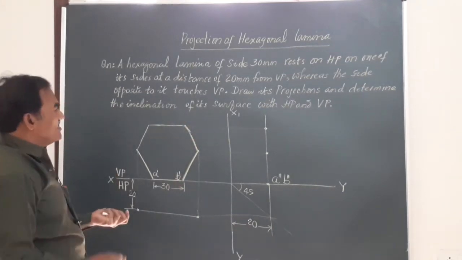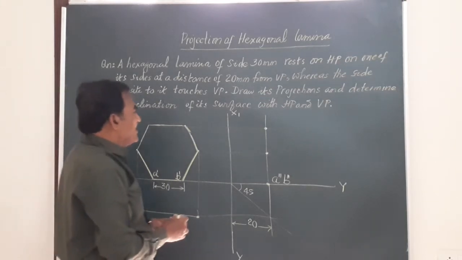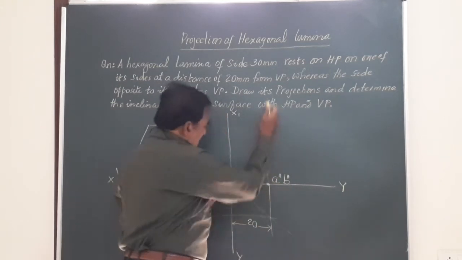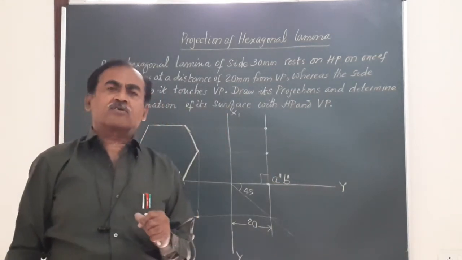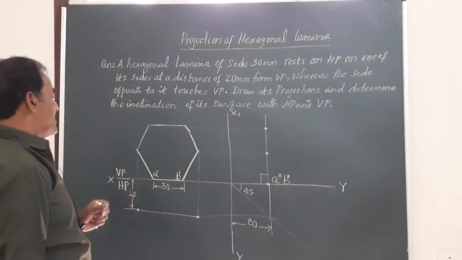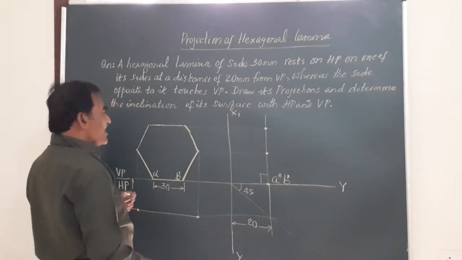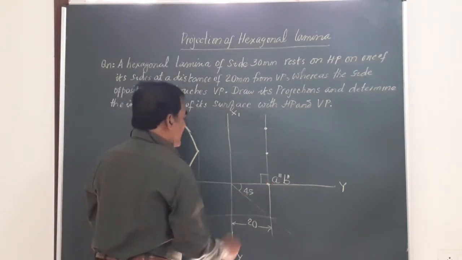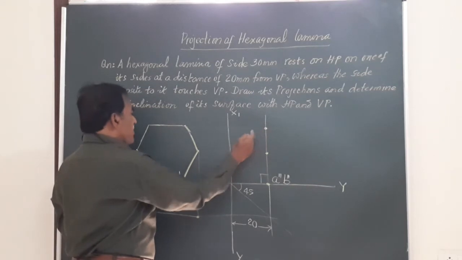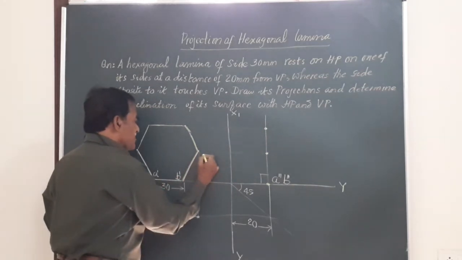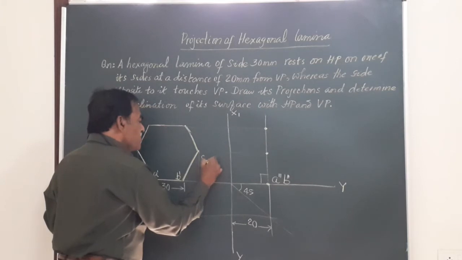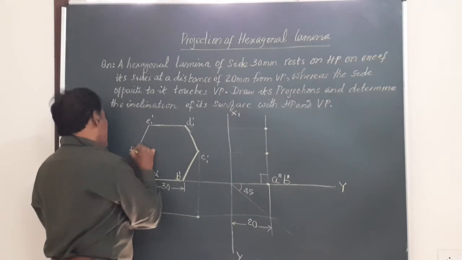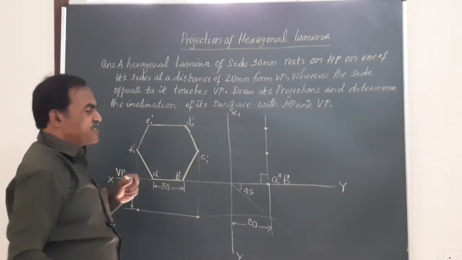Friends, you can see here, now the lamina is resting on HP, and one of the sides of the lamina, or the surface of the lamina, is now perpendicular to HP. Friends, it says it has to touch by one of the opposite side. So if it is touching here, the opposite side, whatever you get here, I will just name this before that. This is going to be C1', this is D1', E1', F1'. I am marking as C1', D1', etc.